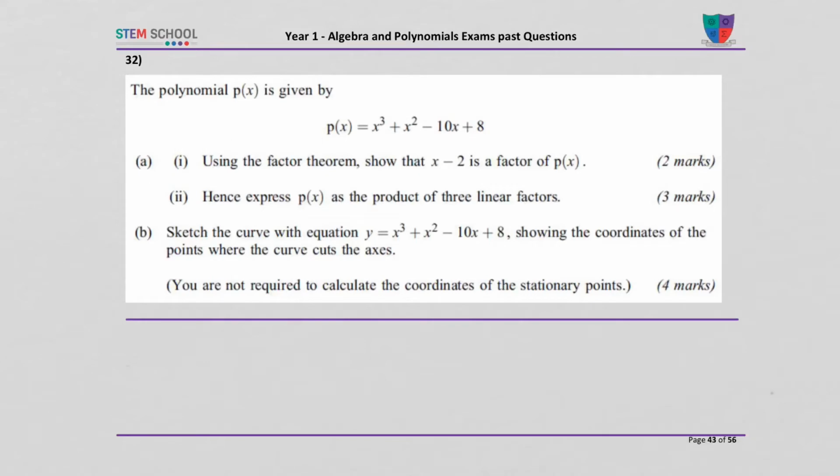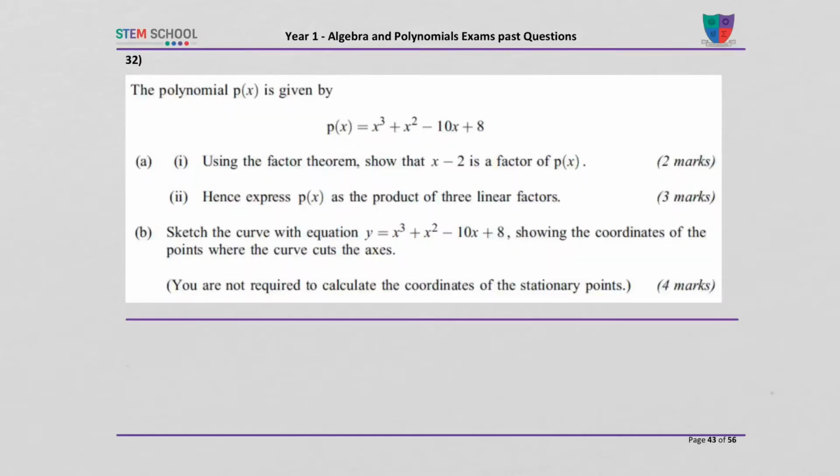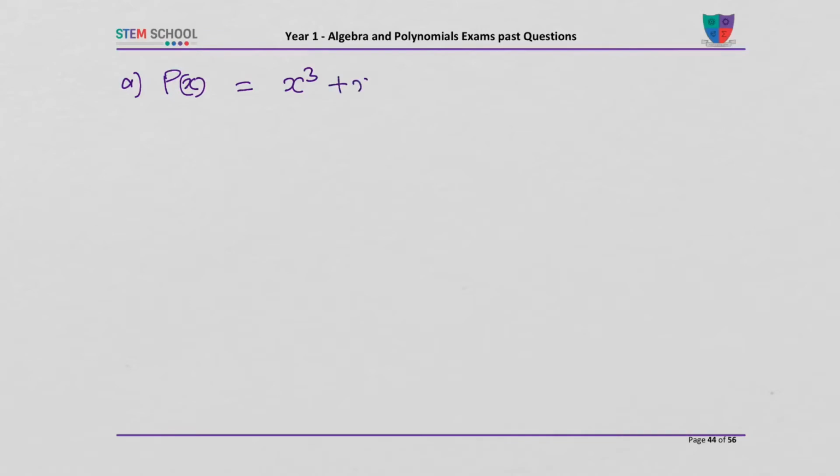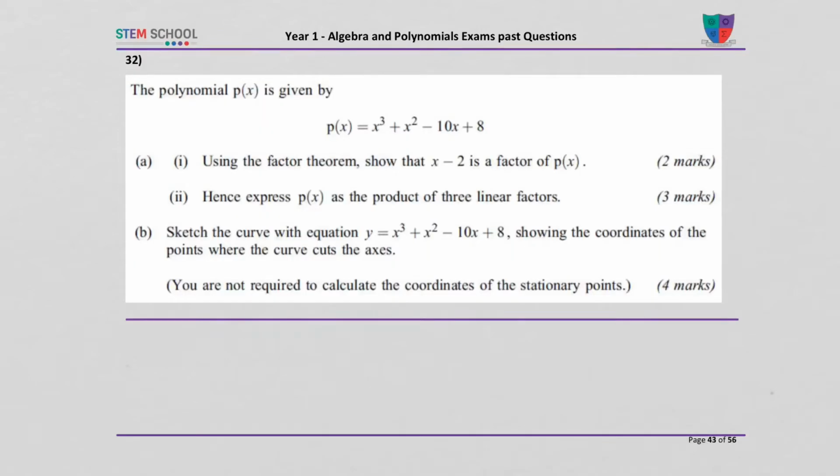Question 32. The polynomial p(x) is given by p(x) = x cubed + x squared - 10x + 8. Using the factor theorem, show that x - 2 is a factor of p(x). So now what to do is to write p(x), as part A, equals x cubed + x squared - 10x + 8.